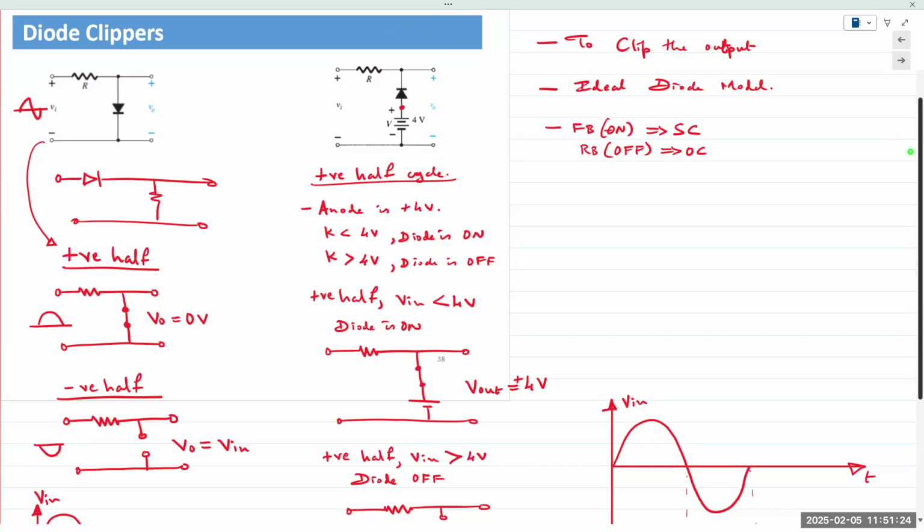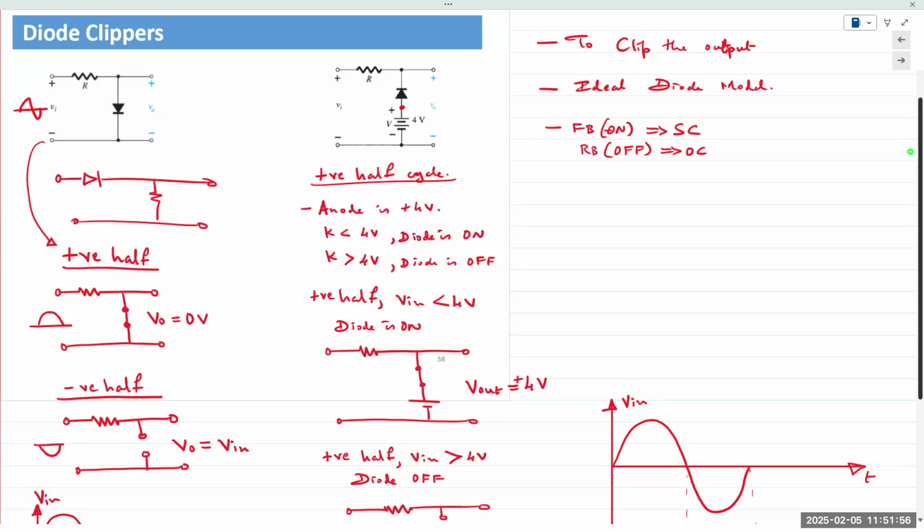we are still using the ideal diode model, right? So if the anode is at plus 4 volts, that means the diode does not conduct until the cathode is right there on the screen, right? So the cathode is less than 4 volts, diode is on. If the cathode is greater than 4 volts, diode goes off. When will the cathode go higher than 4 volts? In the positive half cycle.